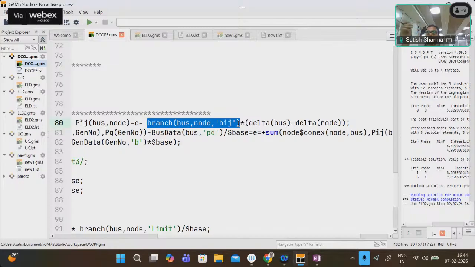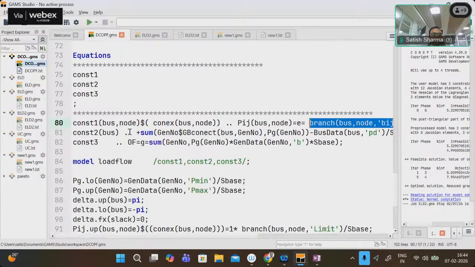So this is how we are writing it down, like Pij was delta 1 minus delta 2 upon xij, and the same thing we are writing here, delta bus minus delta node upon xij, and instead of writing down multiple times, we are using the set. So delta bus minus delta node, for all the ij, it will write it down.